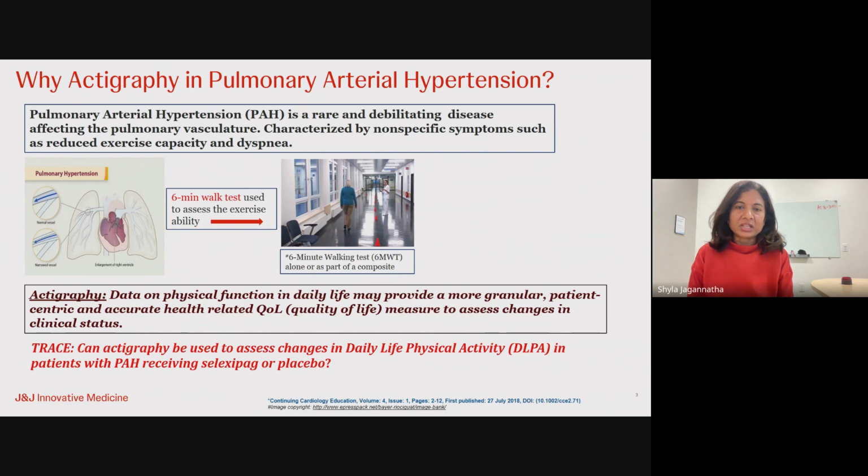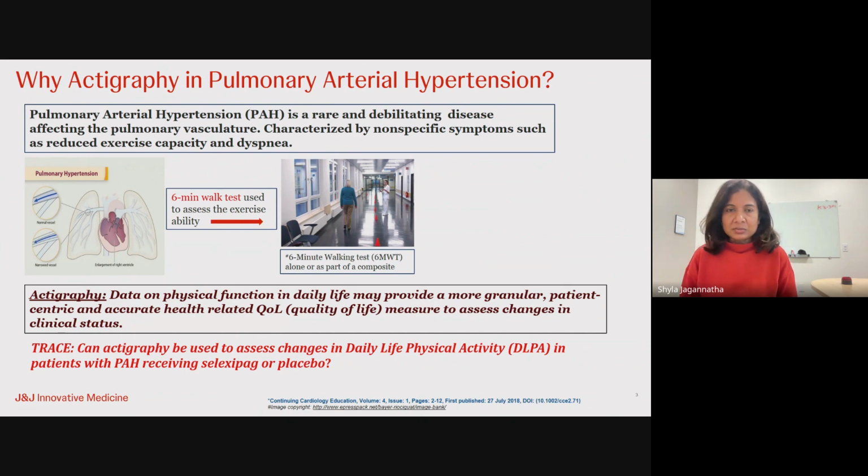Okay, great, that's fine. So the indication for this case study is pulmonary arterial hypertension. I will quickly go over this disease and why actigraphy in this indication. PAH is a rare and debilitating disease affecting the blood vessels of the lungs. It is characterized by non-specific symptoms such as reduced exercise capacity and labored breathing. The most commonly used endpoint is a 6-minute walk test used to assess the exercise ability of the patient.